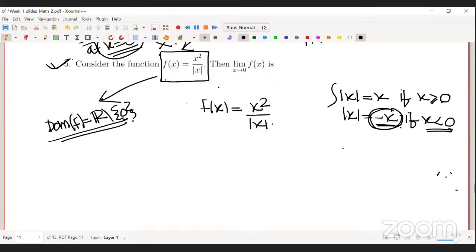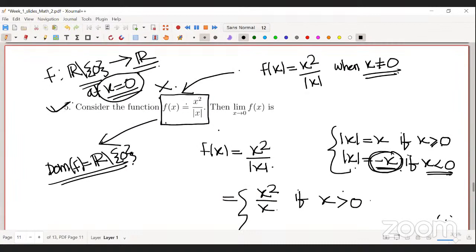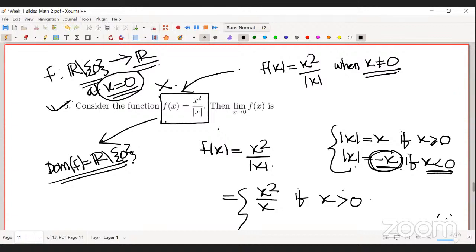So this particular thing is clear, right? Mod x is x if x is greater than or equal to 0, and mod of x is minus x if x is less than 0. So this I can write x square by x if x is greater than 0, because I cannot include 0 since the function is not defined at 0. As I said, the correct definition is f of x equal to x square by mod x when x is not equal to 0.